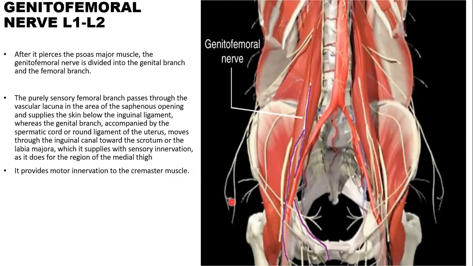Then the skin of the scrotum and the labia majora are supplied by the genital branch of the genitofemoral nerve. The genital branch also supplies one muscle, which is the cremaster muscle, the muscle of the scrotum. Okay, so basically that's the genitofemoral nerve.